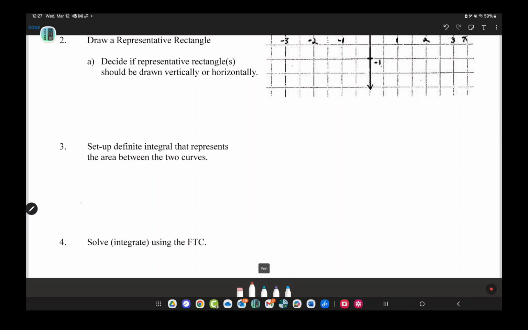Now, our area, what are my 2 points of intersection in terms of x? Negative root 3 and root 3. And what's my top function? 3, minus my bottom function, so minus x squared, dx.